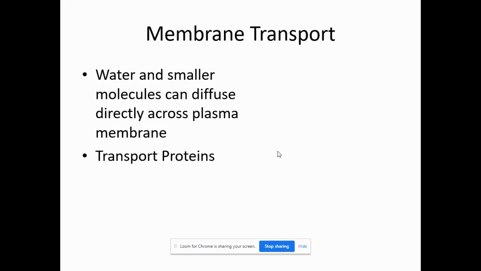So like we said, water and other smaller molecules can diffuse, and we'll talk about diffusion in a minute, but can move directly across the plasma membrane. So the things that can't may need the help of transport proteins. All right.